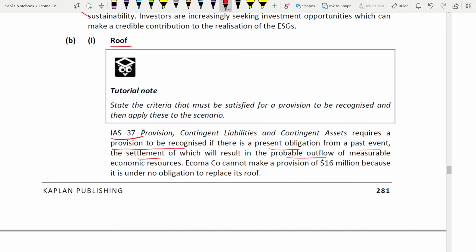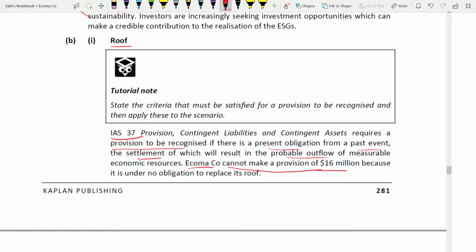So in this case, can the company make a provision or not? They cannot make a provision of 16 million. Why? Tell the reason also. Always tell the reason whether they can make a provision or they can't. If they can make a provision, you have to say because they have a present obligation or because there is an outflow. If they cannot make a provision, then you have to say why they do not have a provision.